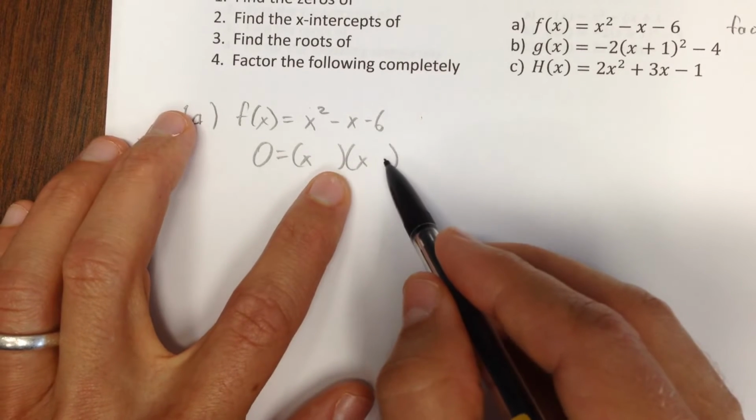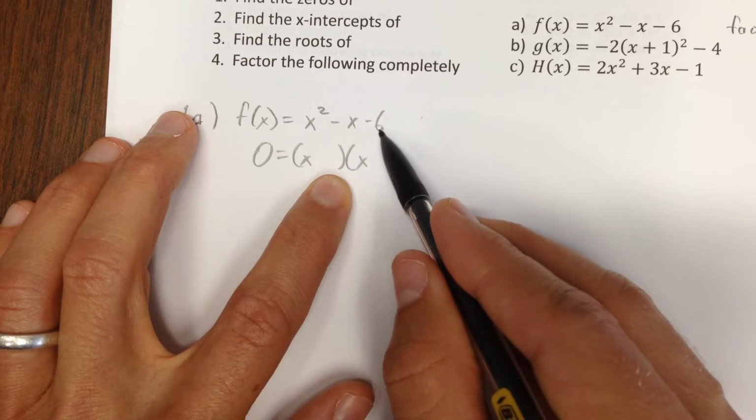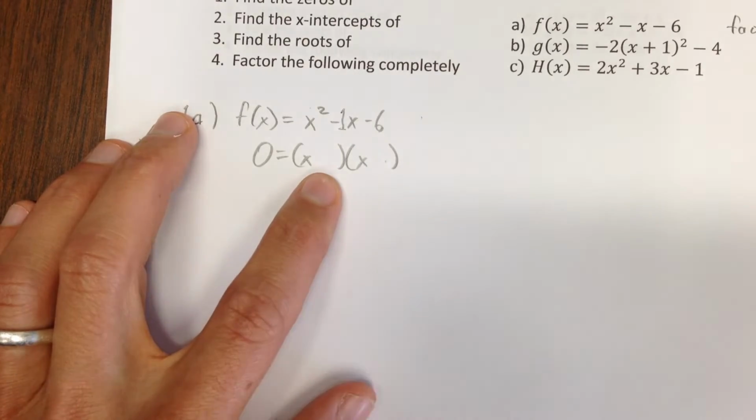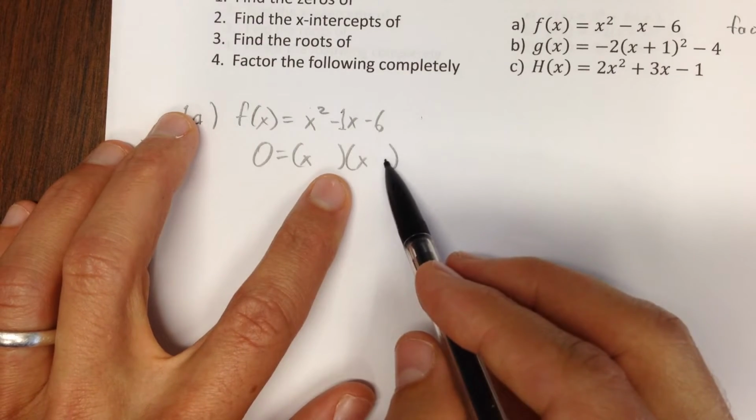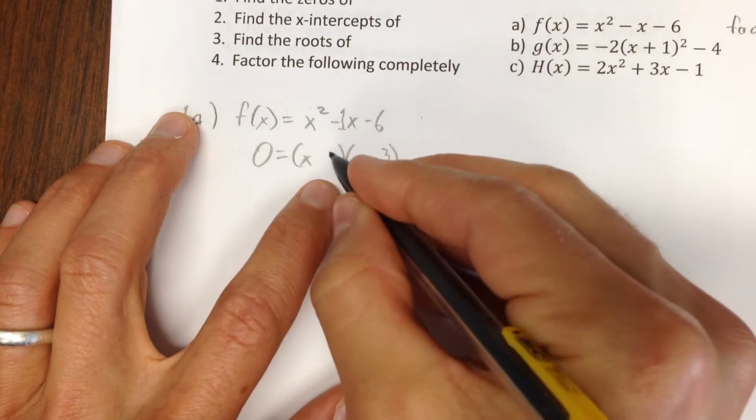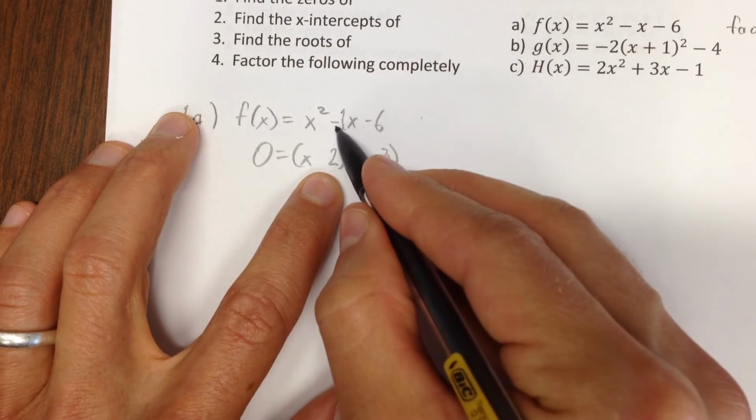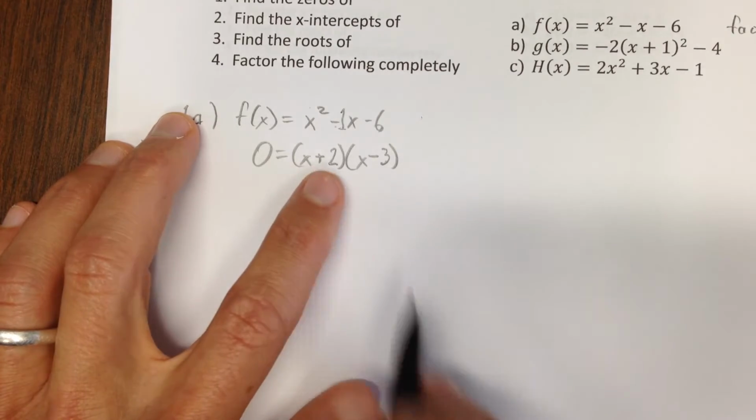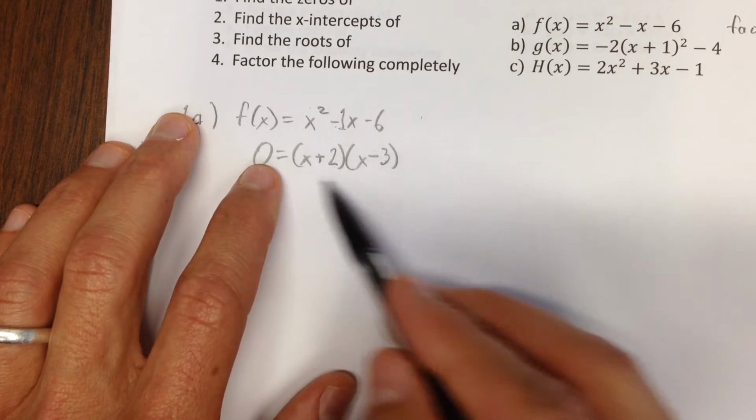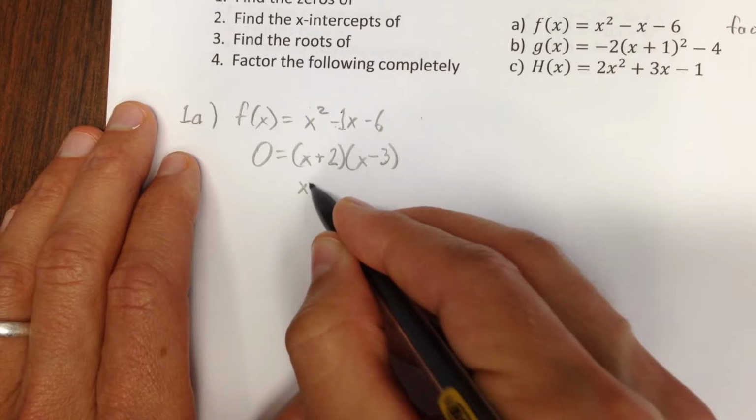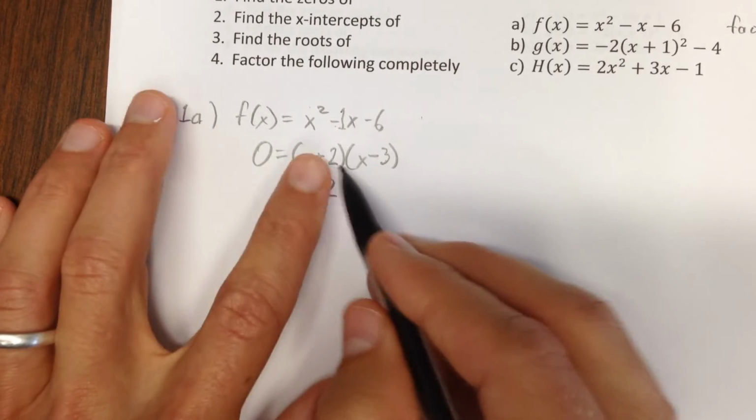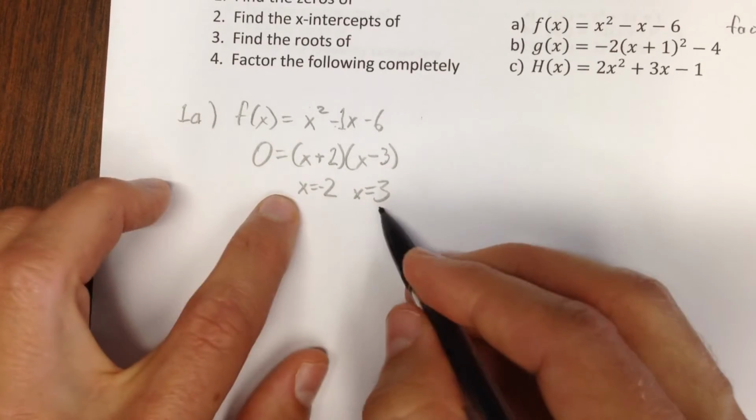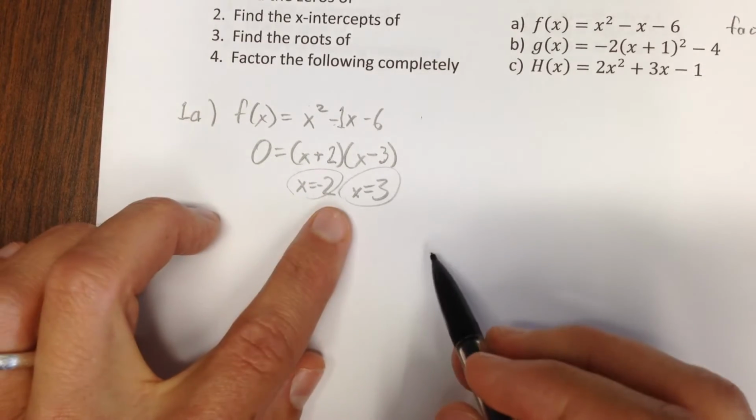Well, those two things need to have a product of negative 6, but the sum needs to be negative 1. So two things that multiply to negative 6, how about a 3 and a 2 with one of them negative? I want it to come out to negative 1, so let's make negative 3 and positive 2. You can see if you multiplied all of that out, it would come to that. x equals negative 2 would make that 0, making this true, or x equals 3 would make that true. So these are my zeros.